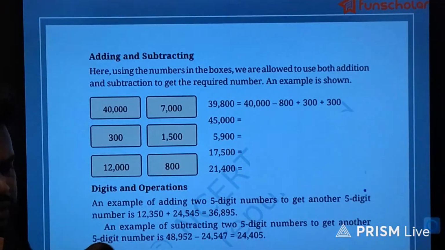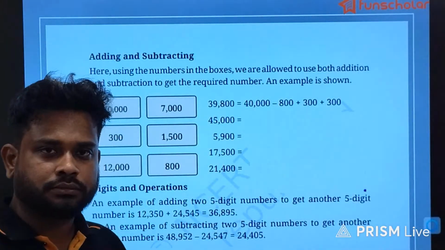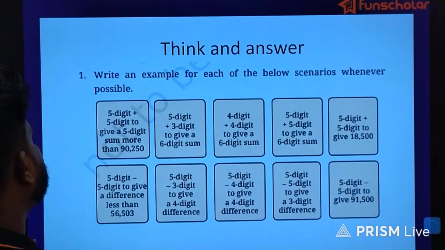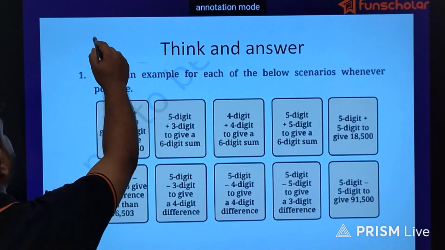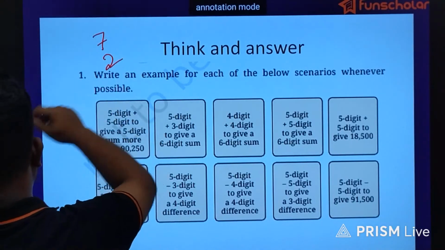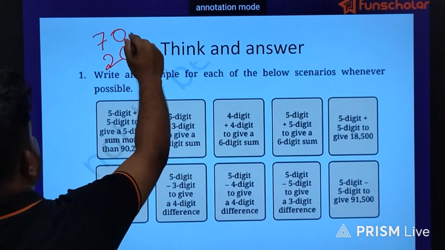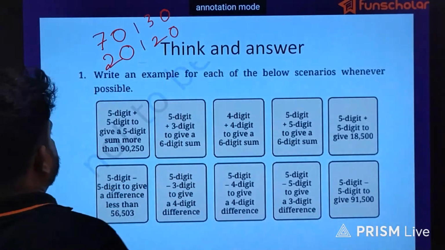Okay, so we can just add some and subtract some to get the value of these numbers. Okay, the next one. Write an example for each of the below scenarios whenever possible. 5 digit plus 5 digit to give a 5 digit sum more than 90250. So for this case, take 7, 2, 0 plus 0, 1, 1, 3, 2, 0, 0.